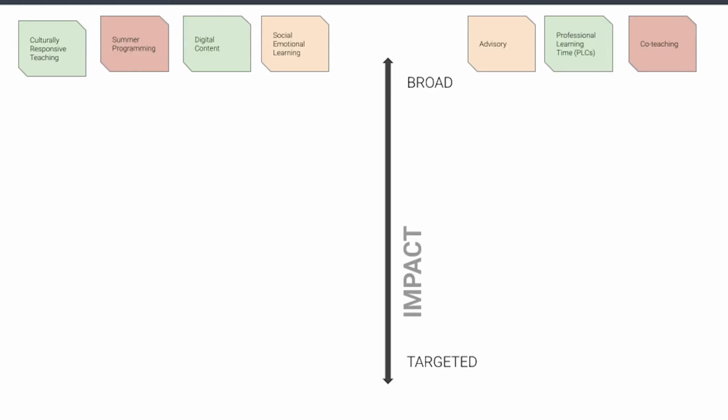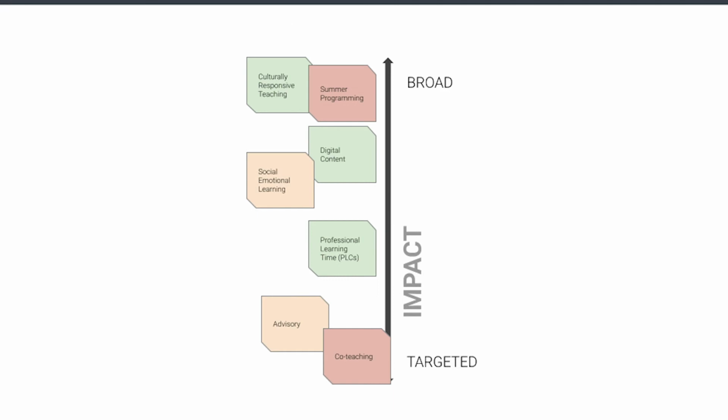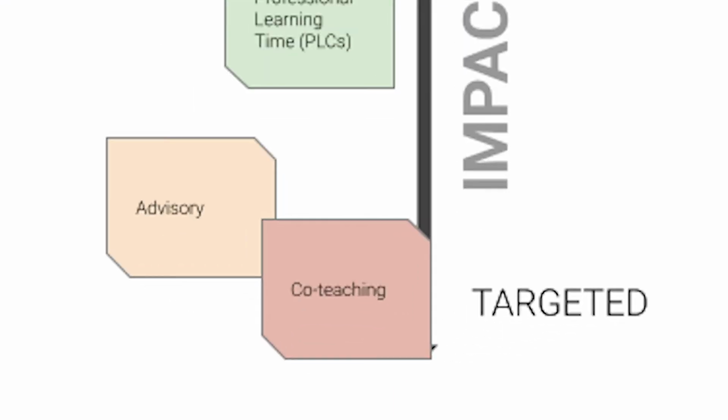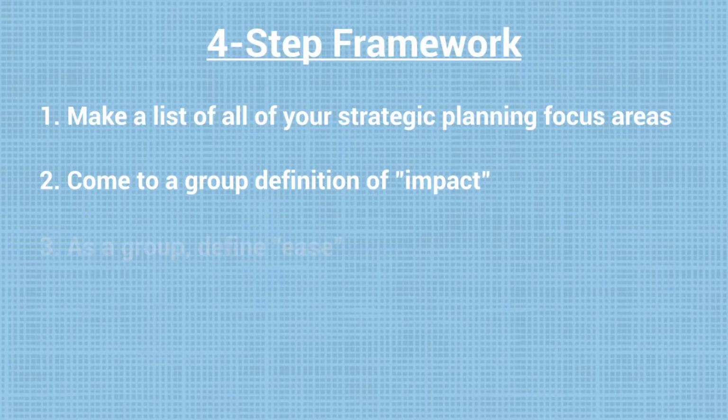Remember, your team doesn't have to use all this criteria, but once you have your definition of impact, you can then take your sticky notes and move them along a vertical axis from targeted impact to more broad impact. Third, as a group, define what ease means for your district.